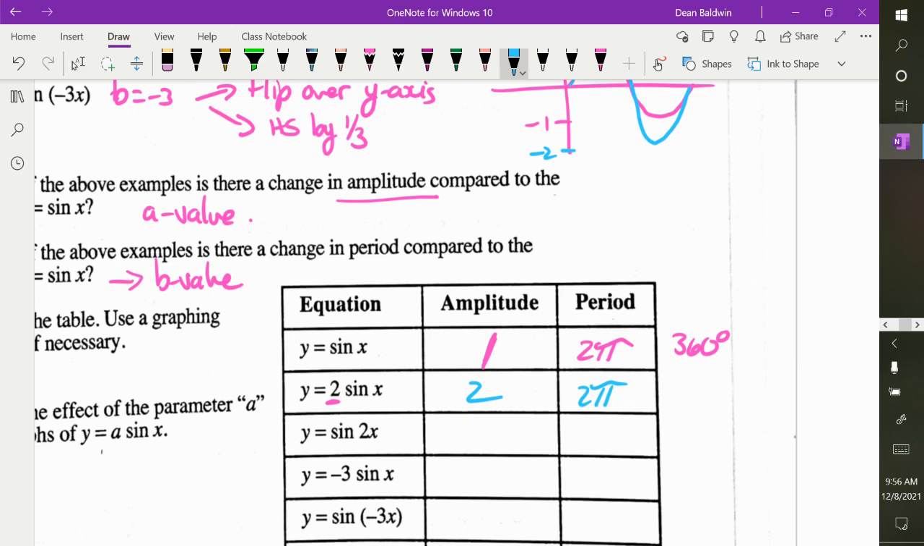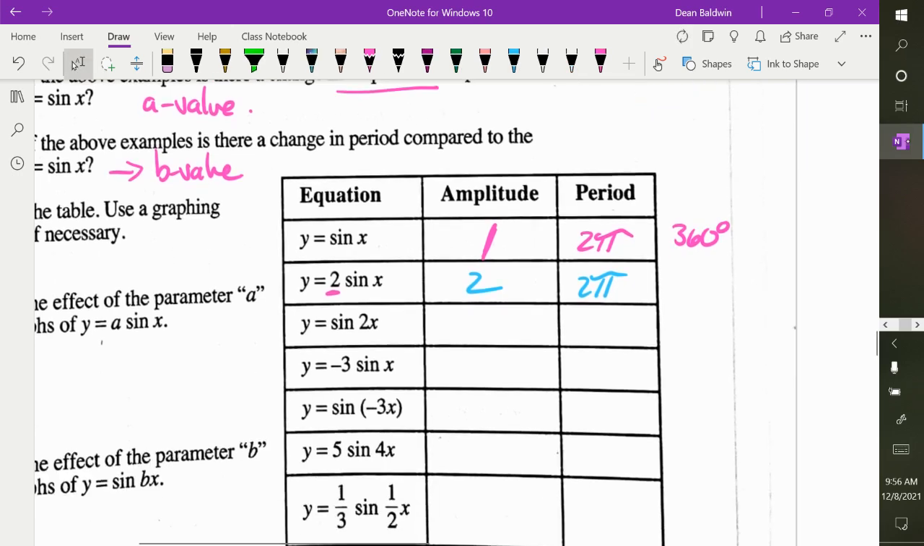Okay. Let's do all the a values first. So if I do -3, what does that do? Flips it and stretches it, right? What's my amplitude? 3.